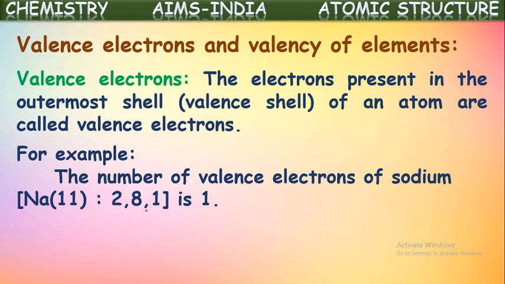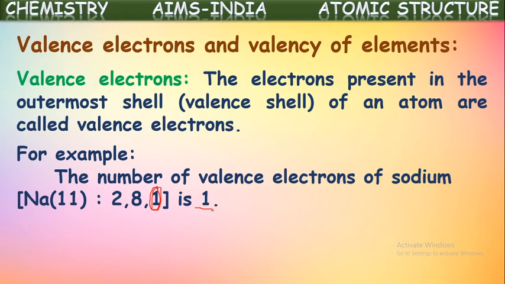For example, the number of valence electrons of sodium. What is the atomic number of sodium? 11. So its configuration will be 2, 8, 1. In the outermost shell of sodium, how many electrons are there? There is only one electron. So the number of valence electrons of sodium is said to be 1.